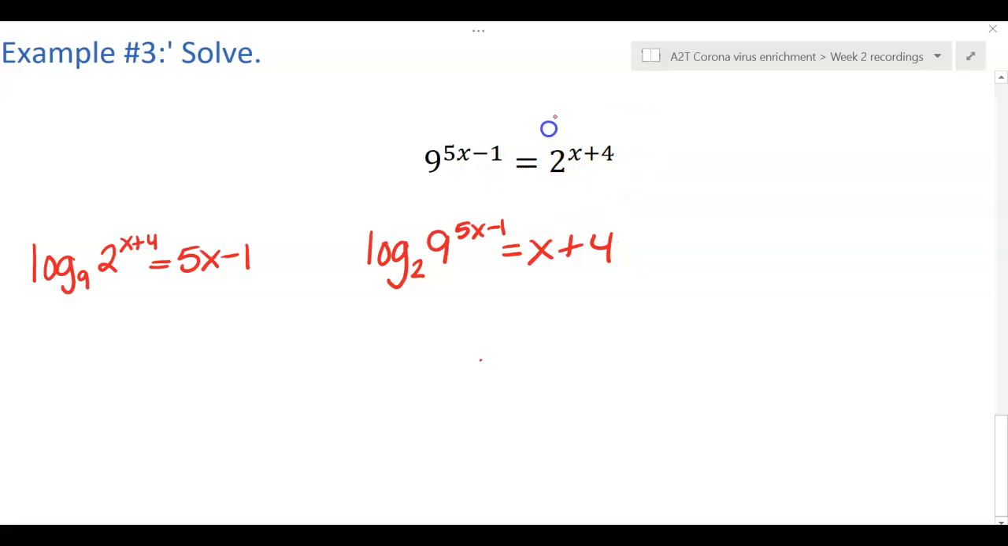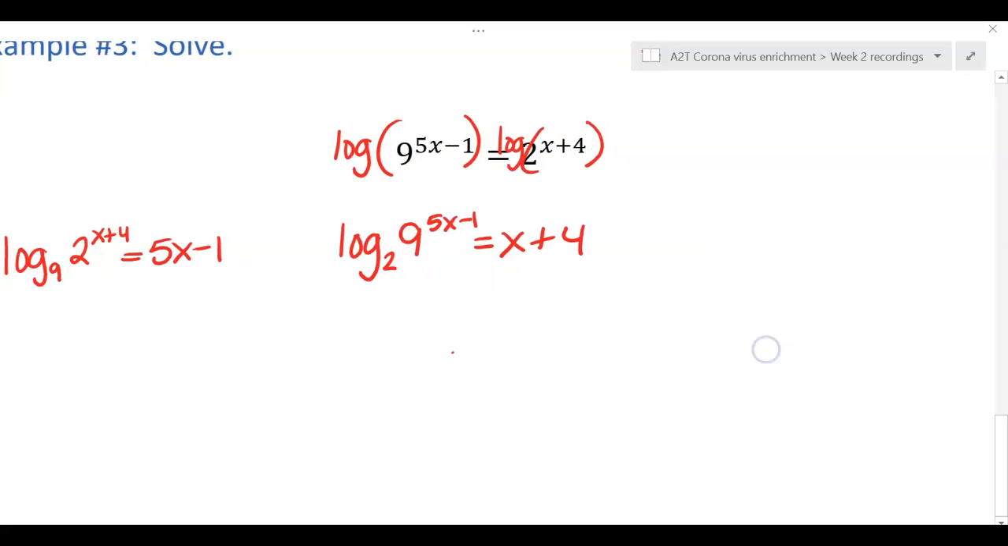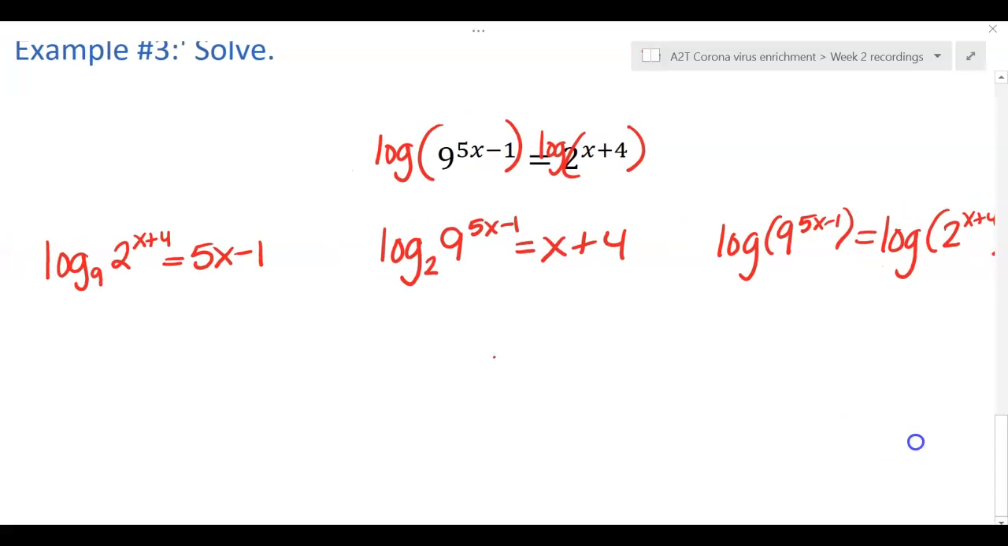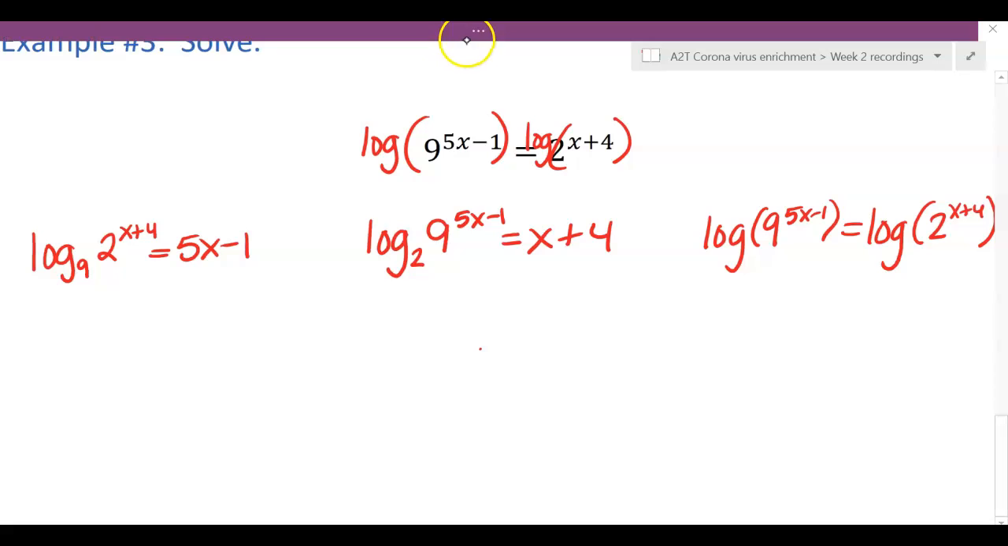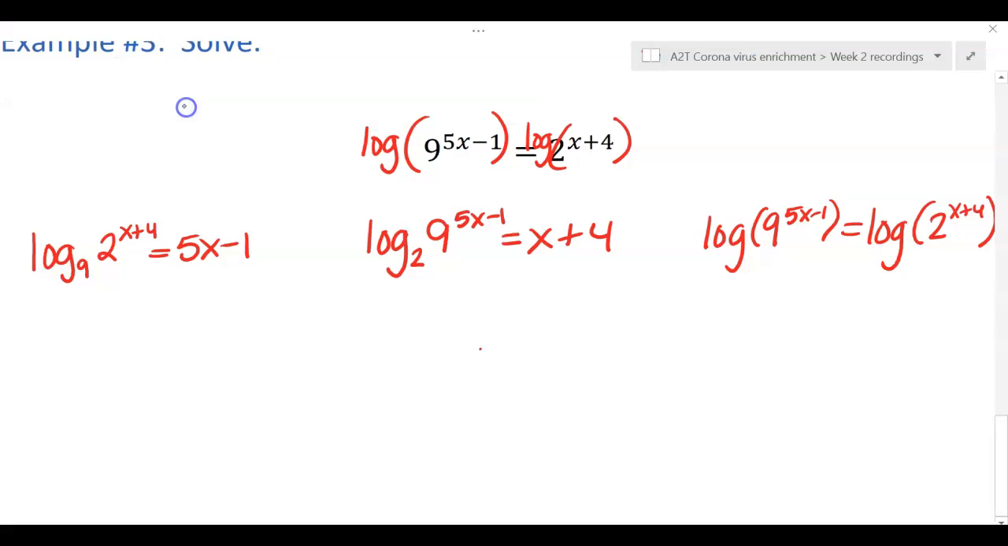And I even have a third option. I could technically apply the log function to both sides of the equation and take their logarithm. So I could have log of 9 to the power of 5x minus 1 equals log of 2 to the power of x plus 4. The answers might look a little different as we complete these different versions of the problem, but in reality their value is the same if you go through log properties and see how they're solved.